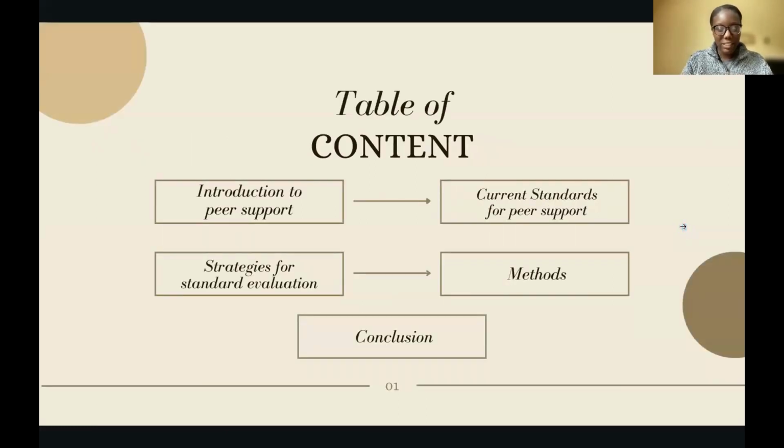So just so you have a brief overview of the content of this presentation, I'm going to give a brief historical overview of peer support, its origins, how it came about. Then we'll talk a little bit about the current standards for peer support as per SAMHSA and the standards that they've posted on their website. Then I'm also going to talk about some of the strategies that we developed or discussed when coming up with this evaluation tool and this whole process, and then our methodology, and then some of the concluding points that we've had.